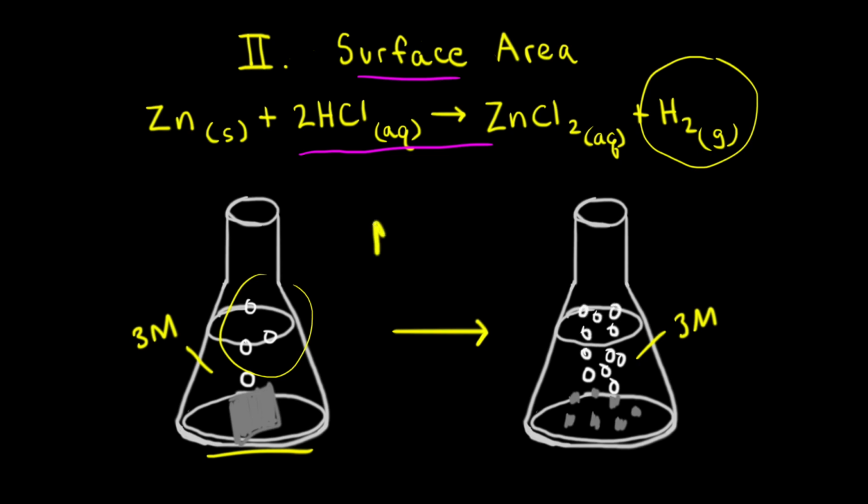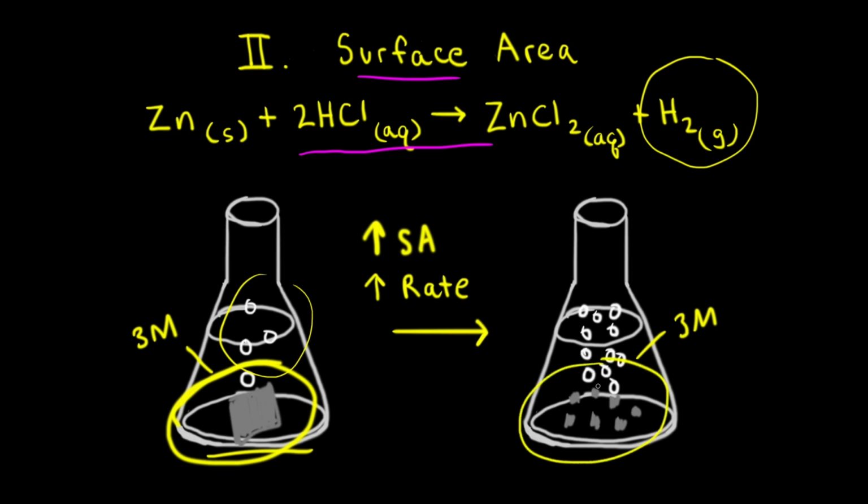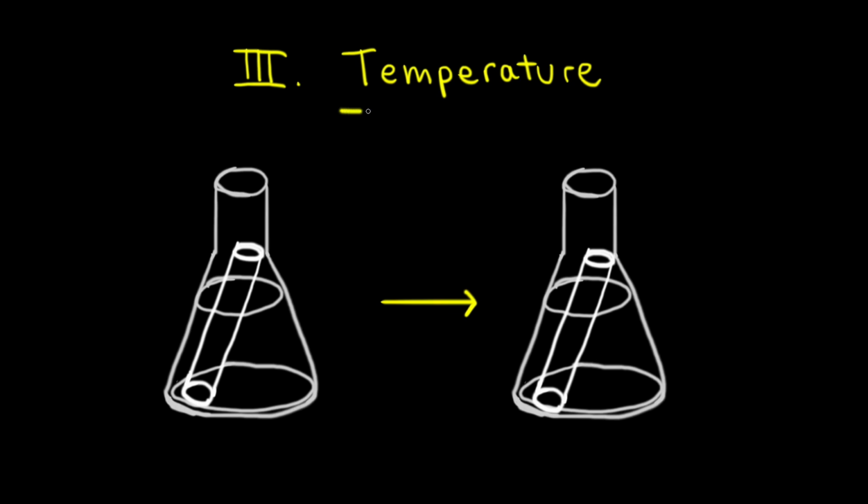So we have increased the surface area of the solid, and we observed an increase in the rate of the reaction. When we had only one piece of zinc, the rate of the reaction was limited by the surface area of this one piece. Therefore, by breaking it up into smaller pieces, we were able to increase the rate of the reaction. Temperature is another factor that can affect the rate of a reaction.